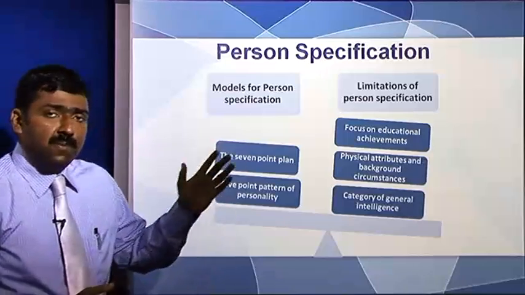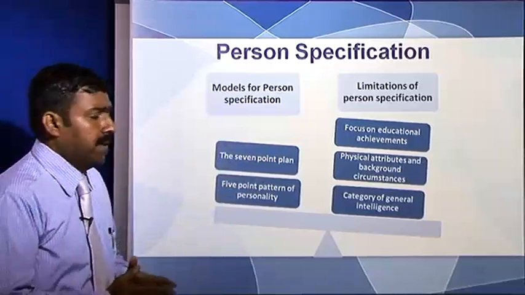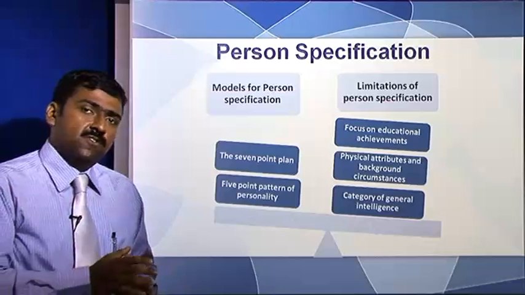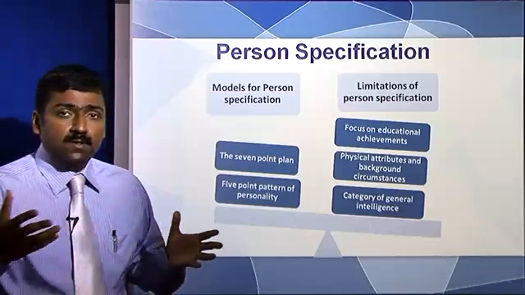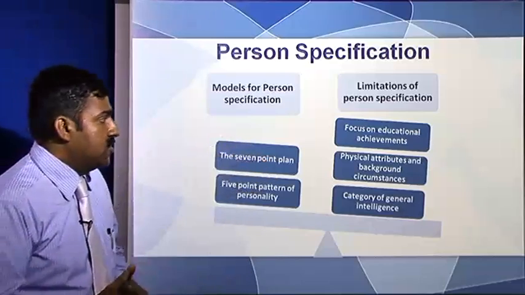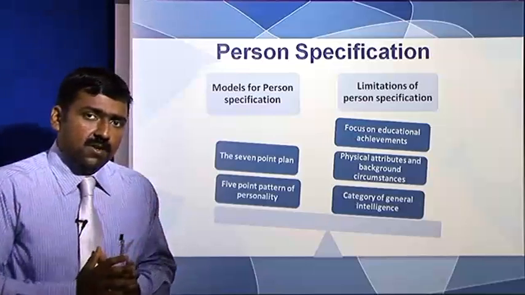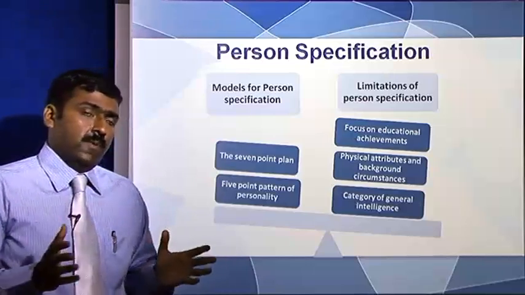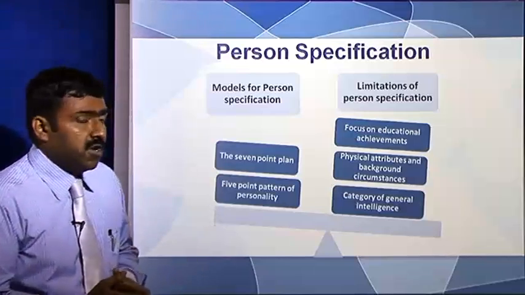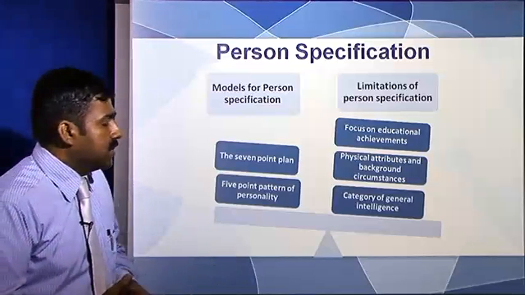Now, there are certain limitations to person specification. There is an obsessive focus on educational achievements. We all know, to a great extent, educational achievement does not translate into work performance or the expected level of performance. So there is excessive focus on educational achievements, physical attributes and background circumstances. Concentration is more on the physical attributes of a particular job and the background circumstances of a candidate. So it is not exactly what is expected in terms of job performance. This can be a disadvantage.